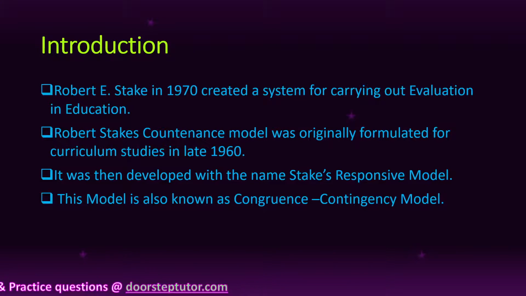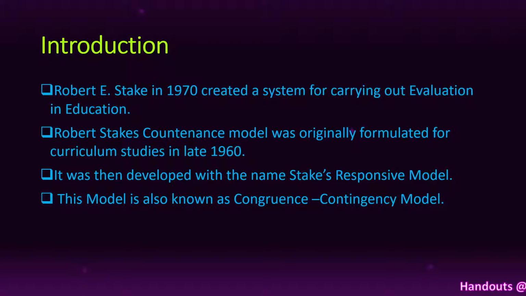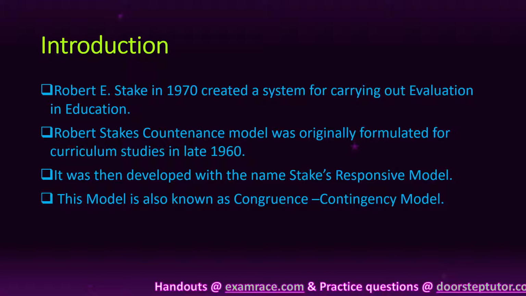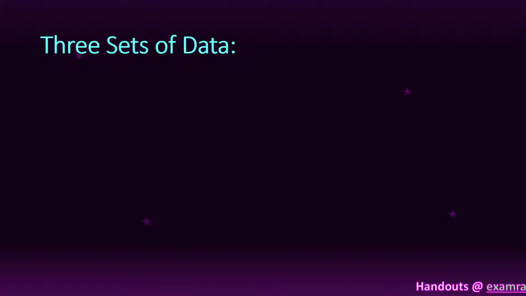This model is also known as the Congruency and Contingency model. And why is this model called congruency? Congruency means similarity, and contingency we will see in our next slide. So there are three sets of data.